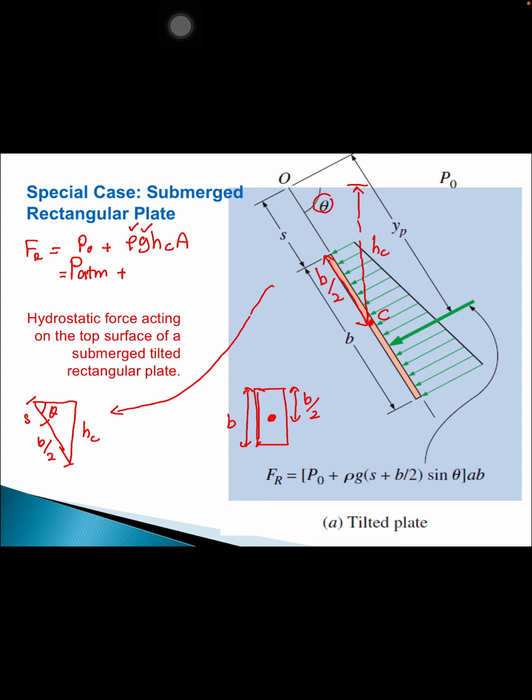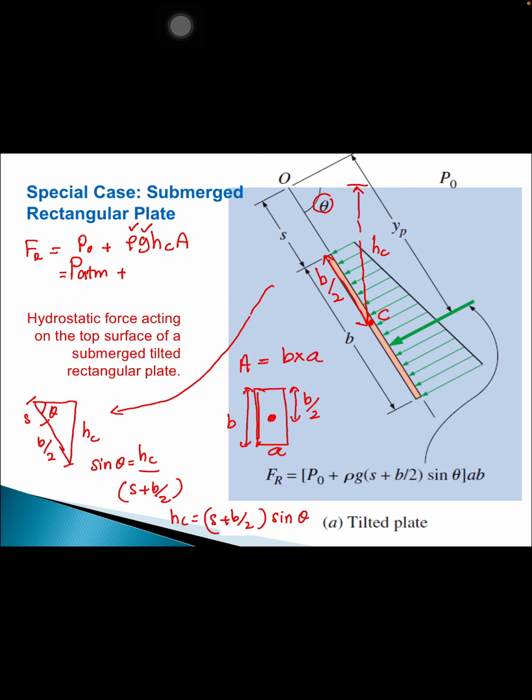So sin theta equals HC over S plus B over 2, right? So you get the value for HC: HC equals S plus B over 2, times sin theta. And then for the area. Area depends on your object. For this case, a rectangle, the area A equals B multiplied by A, so you get the area.